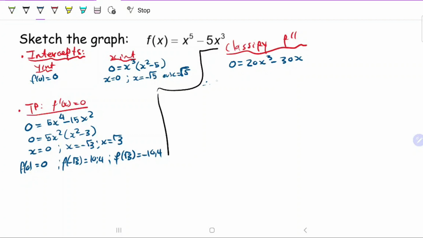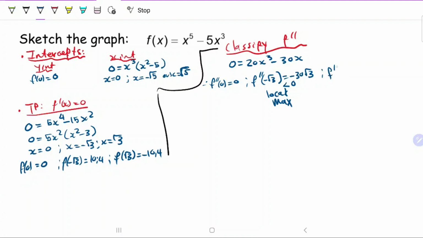So let's classify the turning points. I'll just put them into the second derivative. If we plug in 0, we can clearly see that gives us 0. Using minus root 3, we get a solution of minus 30 root 3. Because this is negative, the turning point at minus root 3 is going to be a local maximum. So this will be a local max because it's negative.